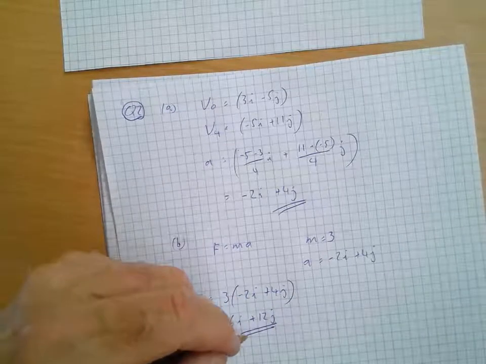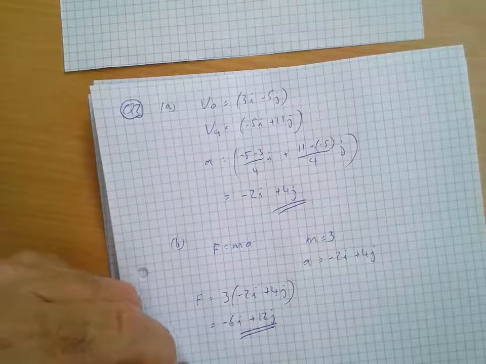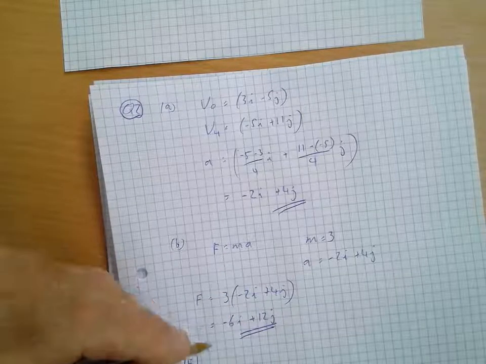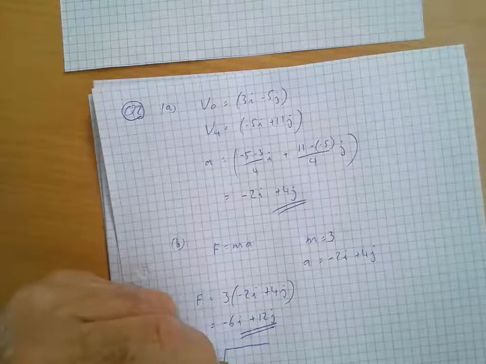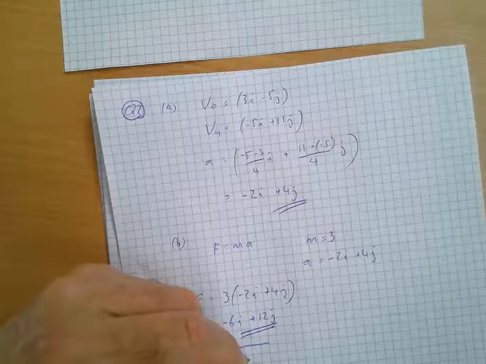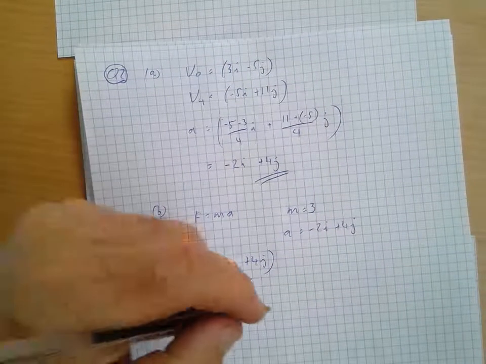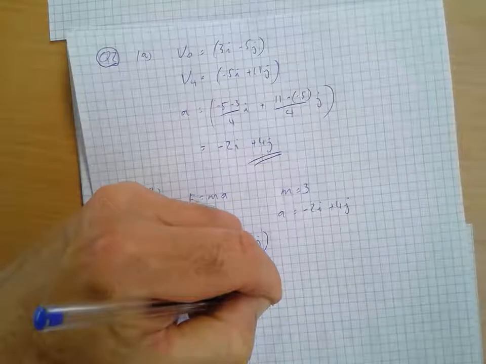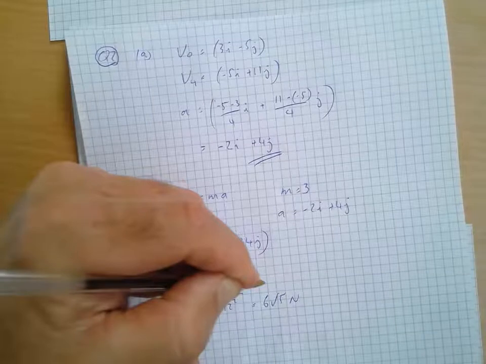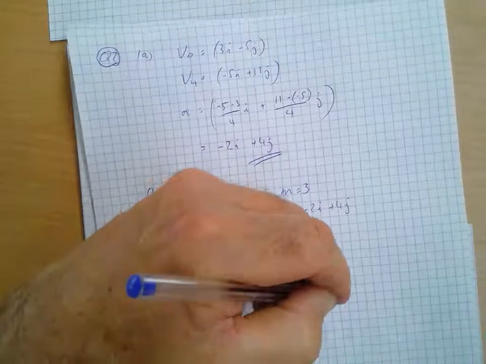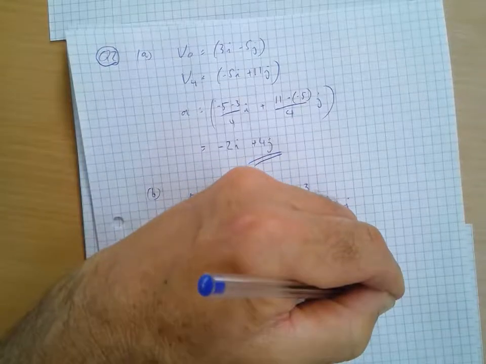That, however, actually is a vector answer, and we're looking for a magnitude. So, in fact, the actual answer we're looking for, magnitude of F, we're going to be using Pythagoras. And as before, square root of 6 squared plus 12 squared, which is 6 root 5 newtons, which is approximately equal to 13.4 newtons to 1 dp.